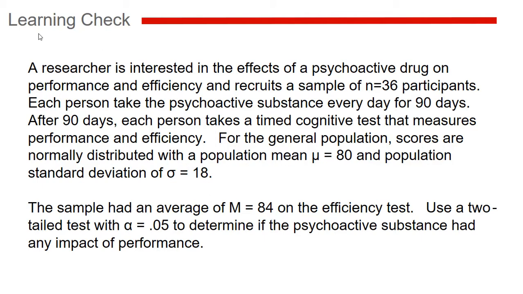For the general population, scores are normally distributed with a population mean of 80 and a population standard deviation of 18. So our sample had an average, a mean of 84 on the efficiency test. So we're going to use a two-tailed test with an alpha at 0.05 to determine if the psychoactive substance had any impact on performance.